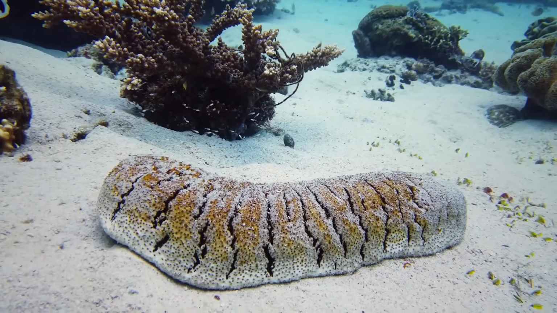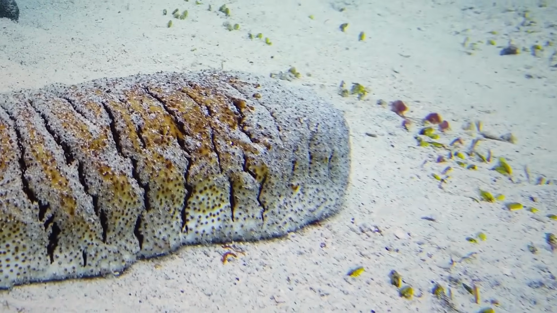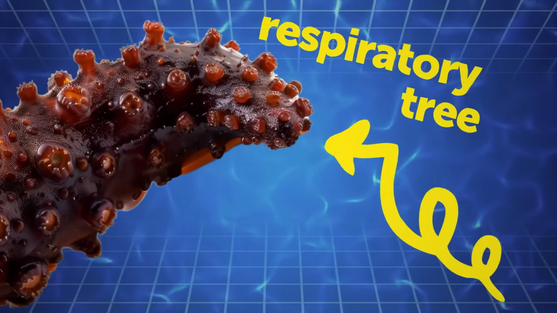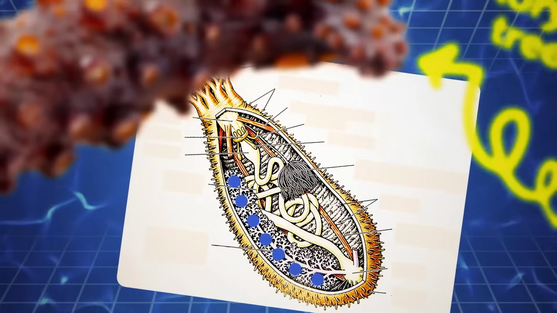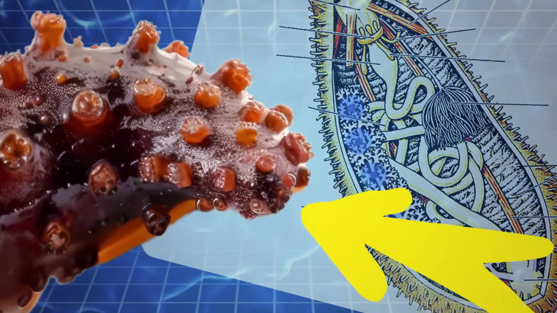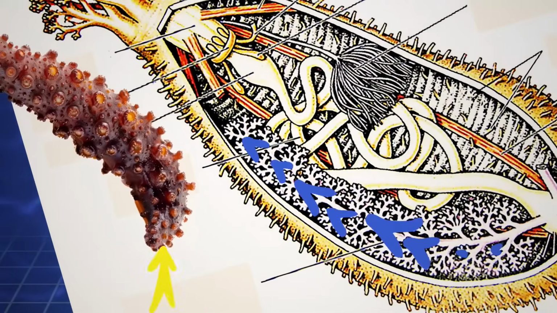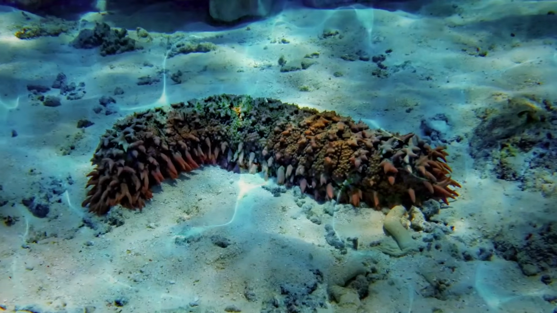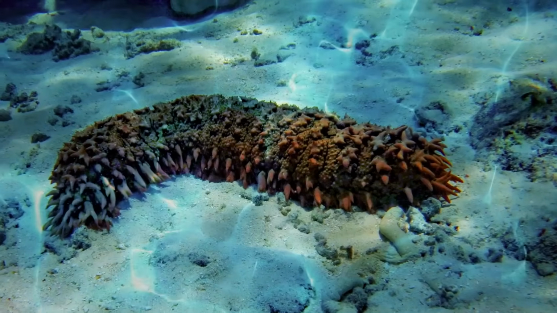It's not the only weird thing sea cucumbers do. They can actually breathe through their rear end. They have this thing called a respiratory tree that connects to their backside and sits right next to their intestines. So when they suck in water from their behind, it goes into that respiratory tree, letting them absorb oxygen directly into their fluids.